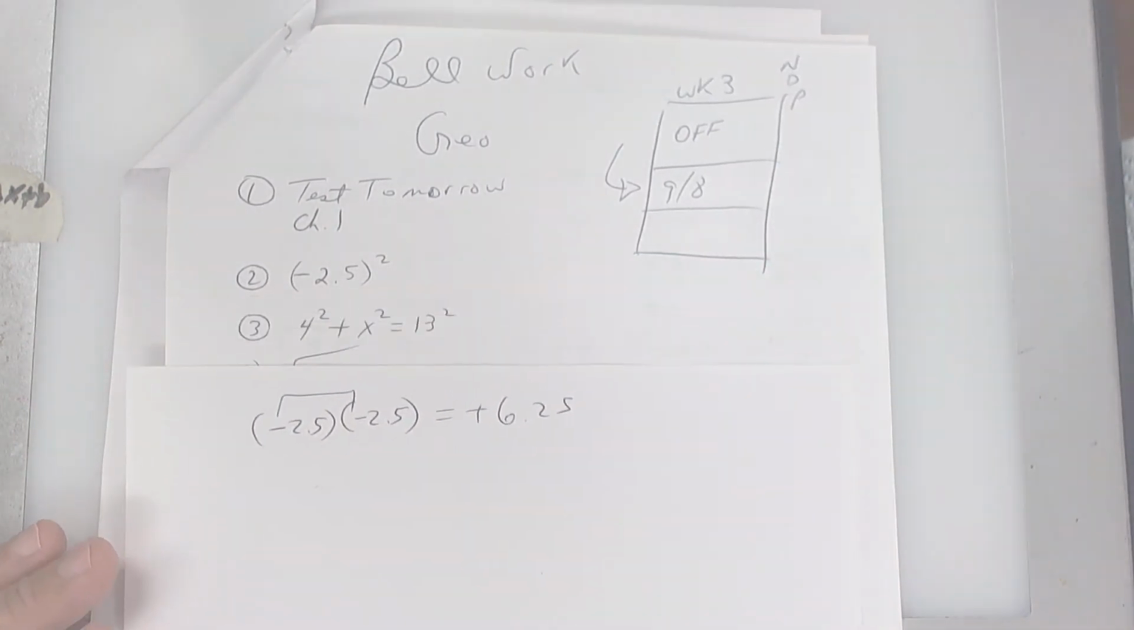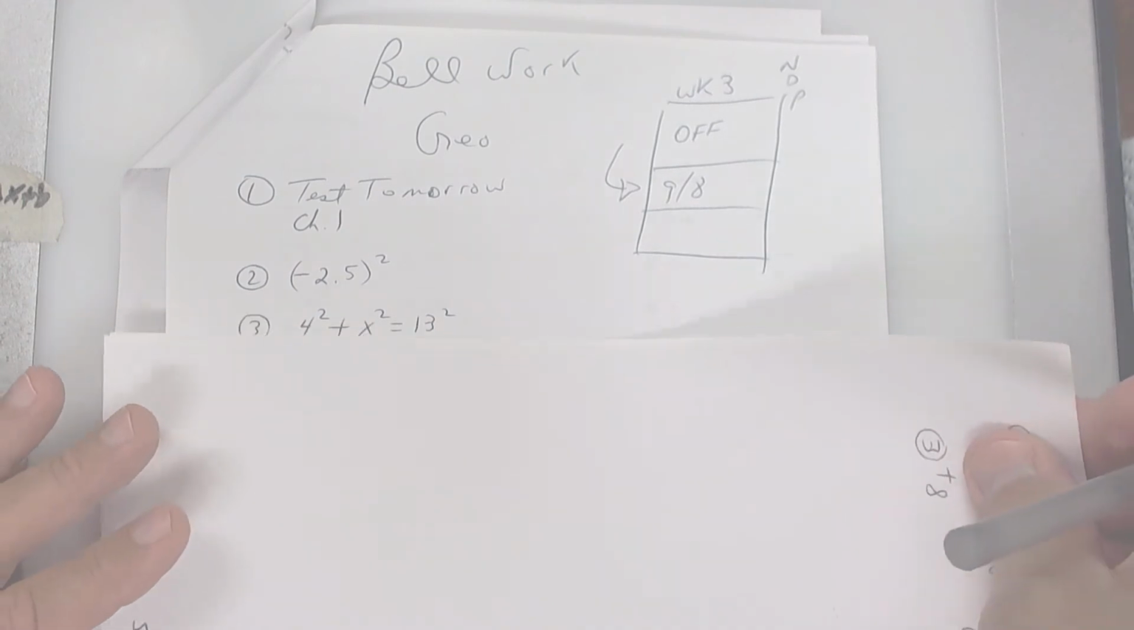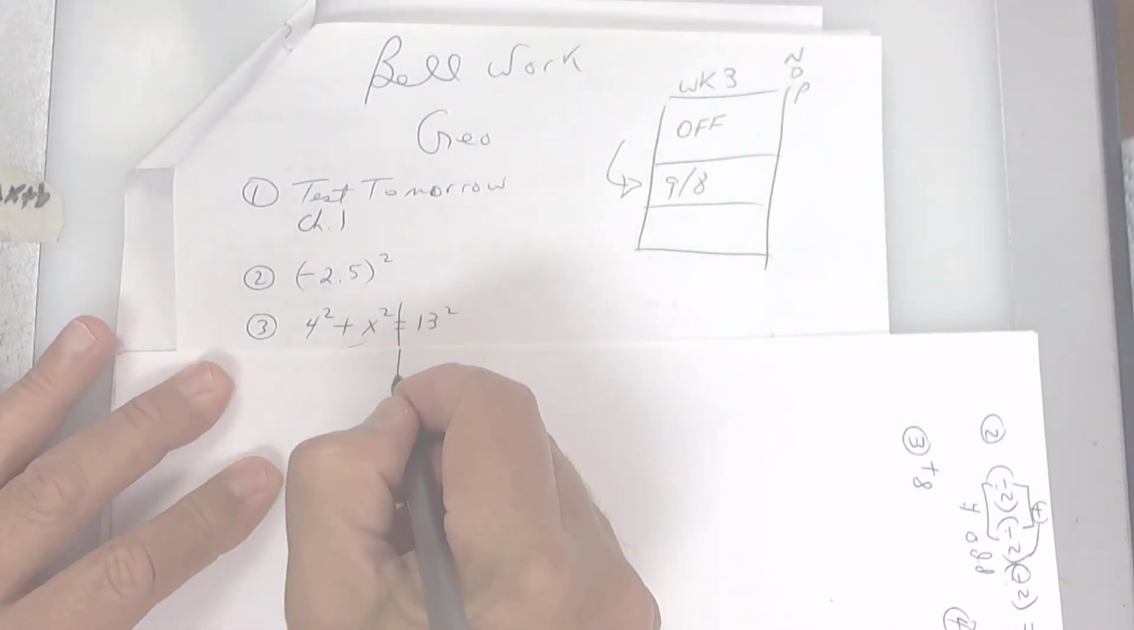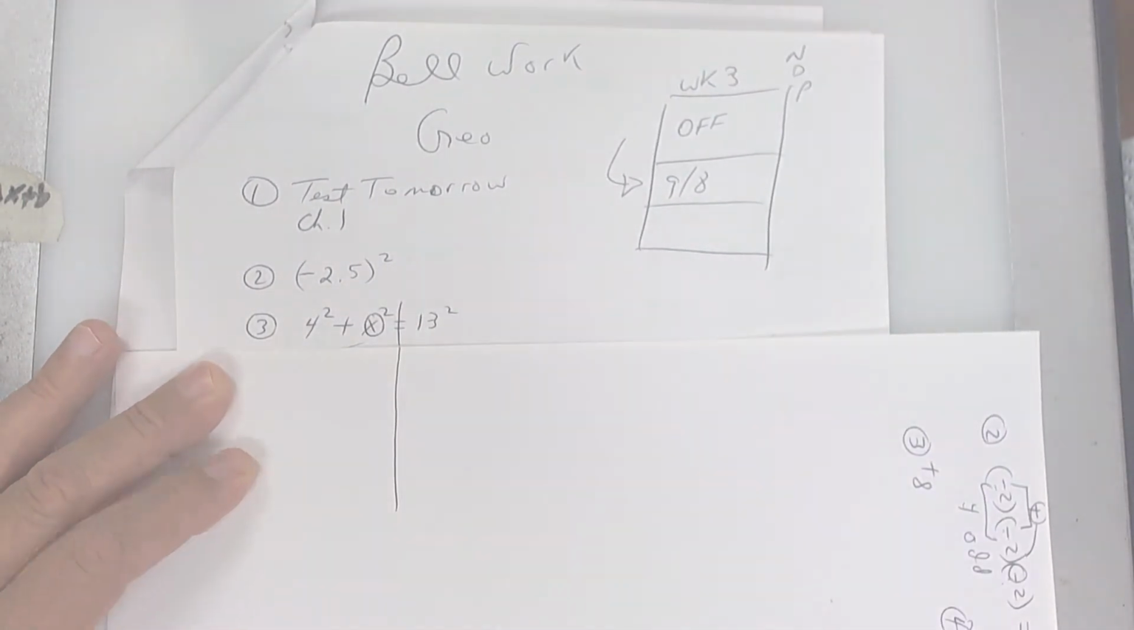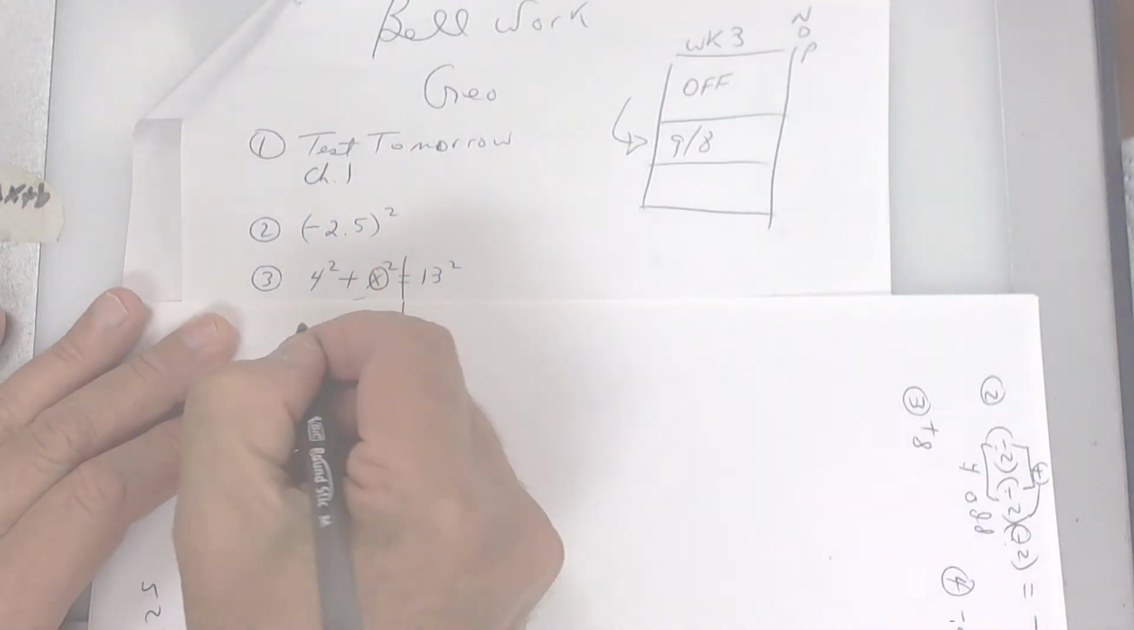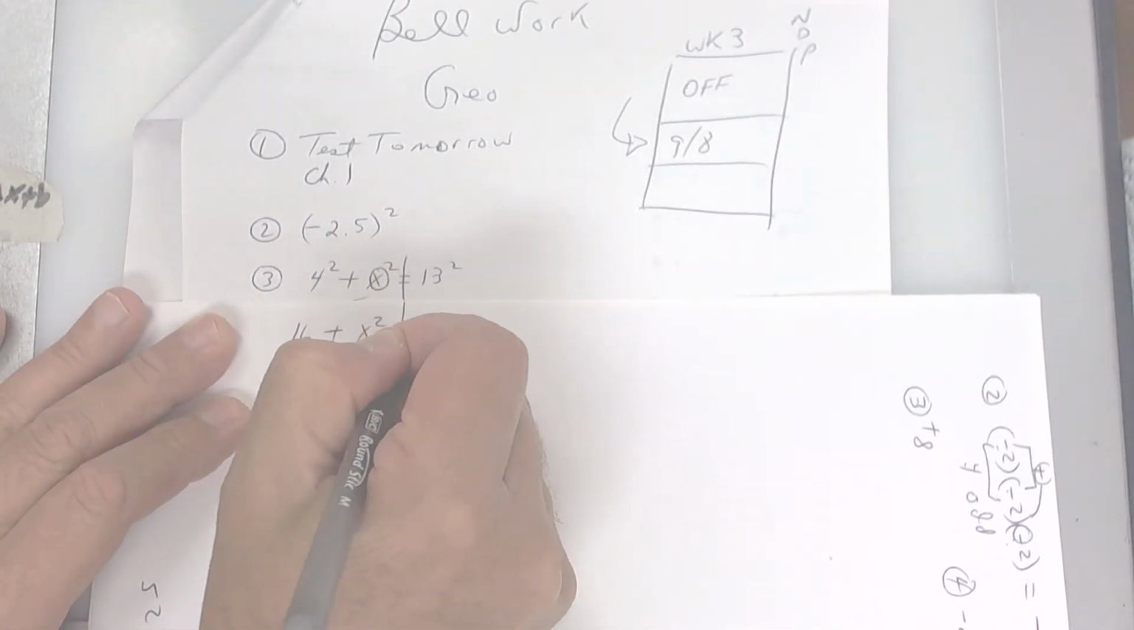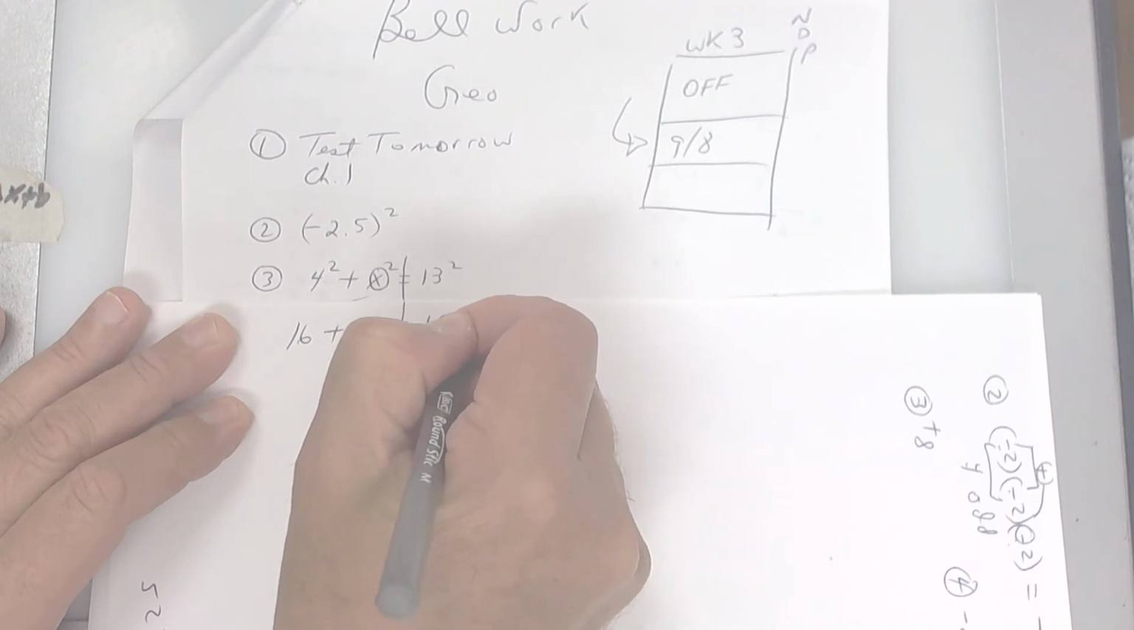Okay, this is on your test. This one right here, here's how you work this. Draw a line, circle the x. You want to get x by itself. 4 times 4 is 16. 13 times 13 is 169.